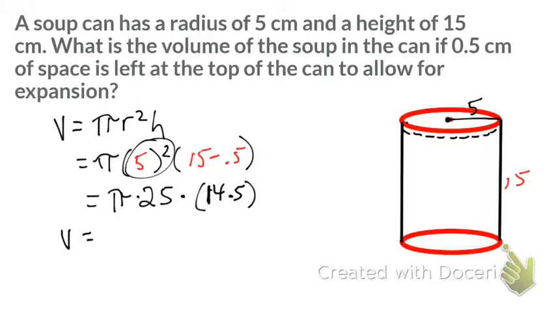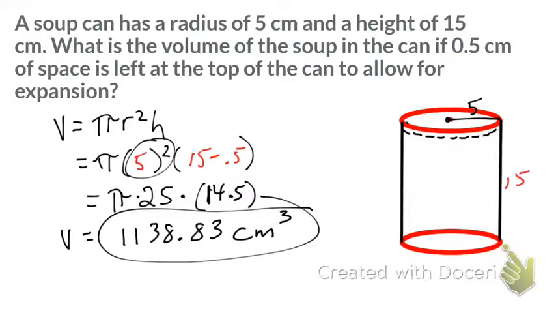So 14. Excuse me. You're going to get 1,138.83. I'm going to round that, and our unit is centimeters, so it's going to be centimeters cubed. Okay, there you go. And that's how many cubic centimeters of soup we can fit in the can. Okay, go on to the next one.